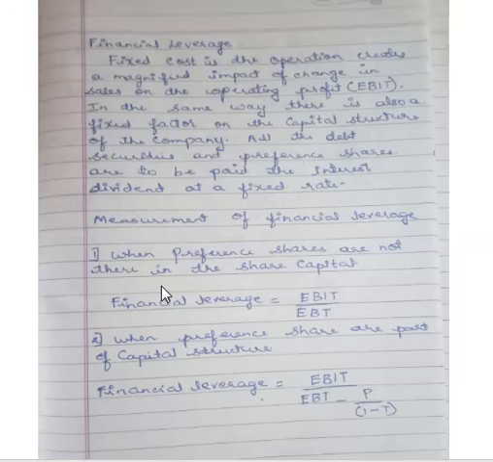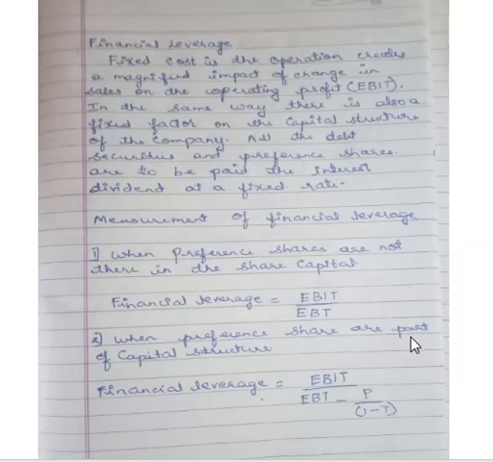Now let us see the formula to calculate financial leverage. There are two formulas to calculate financial leverage. The first one is when preference shares are not there in the share capital. If in the problem preference shares are not given, in that case to calculate the financial leverage, the formula is EBIT divided by EBT. So you have to note down here, when the preference shares are not there, you have to use EBIT divided by EBT.